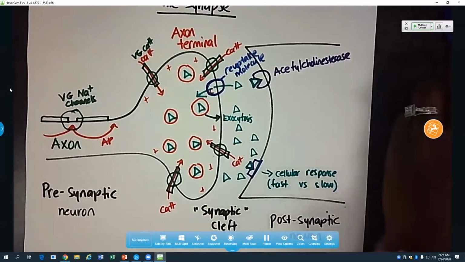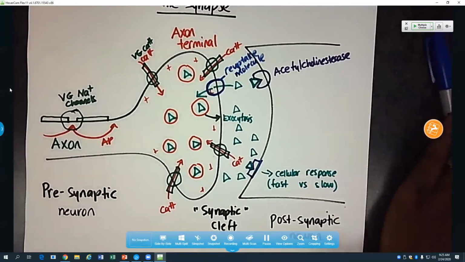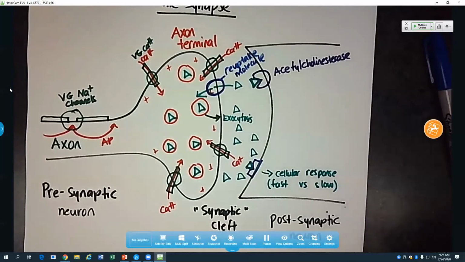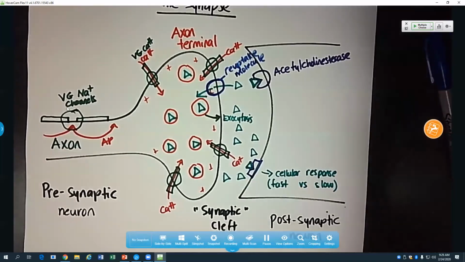Make sure you understand this in detail. Make sure you're able to recreate this, that you know the steps that are happening. We're going to go over the steps here in a bit. But basically the steps 1 to 7 of how this signal is relayed.